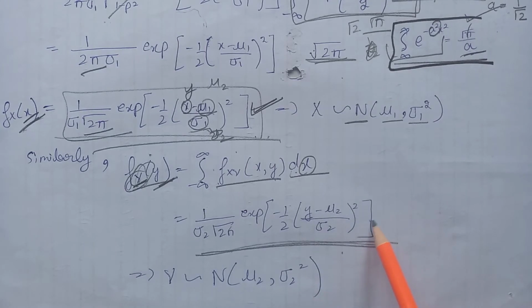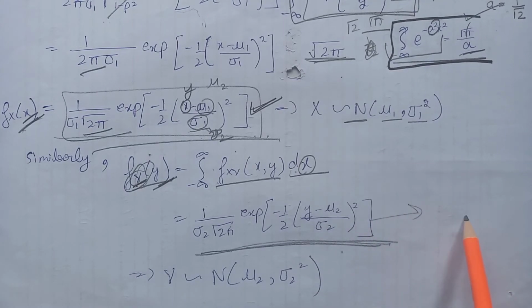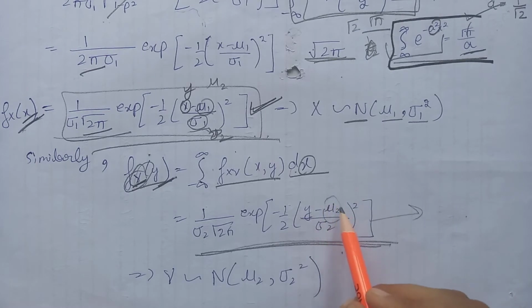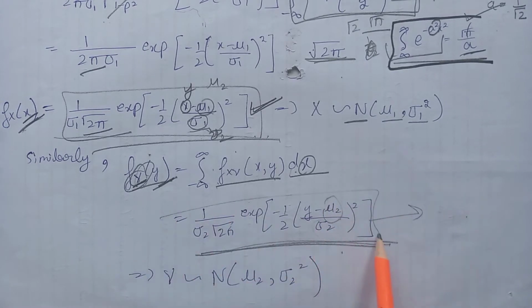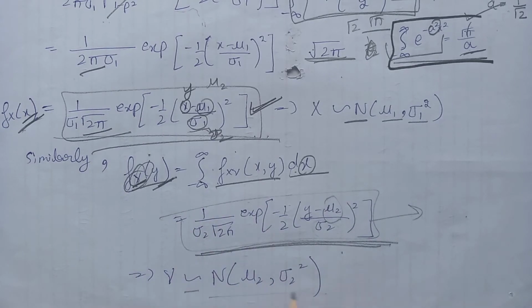Now it is again equal to the PDF of the normal distribution. The only difference is that in place of mu we are writing mu 2, and in place of sigma we are writing sigma 2. That means the y random variable also belongs to the normal distribution with mean mu 2 and variance sigma 2 square.